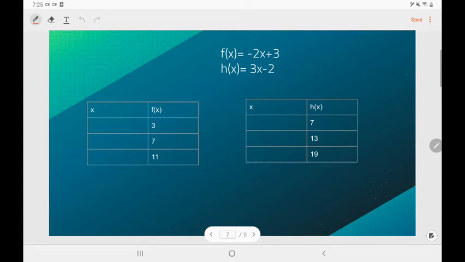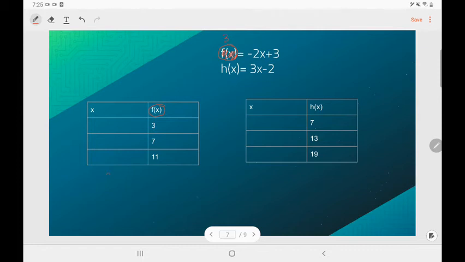Now notice on these next 2 examples that my tables have flipped. This time I am given the output values and asked to find the inputs. How is that going to work? Well, remember that f of x represents my output. So f of x right here is representing my output. So if I know my output is 3, that means I'm going to replace f of x with 3.